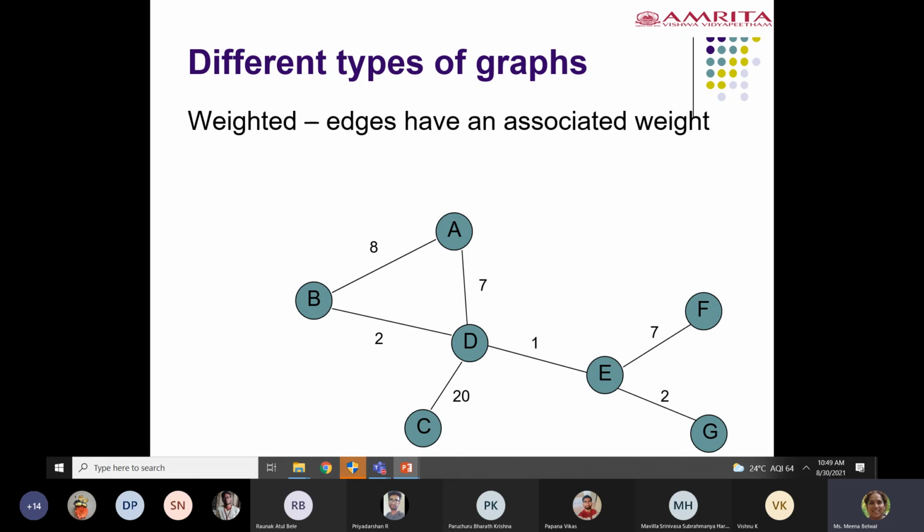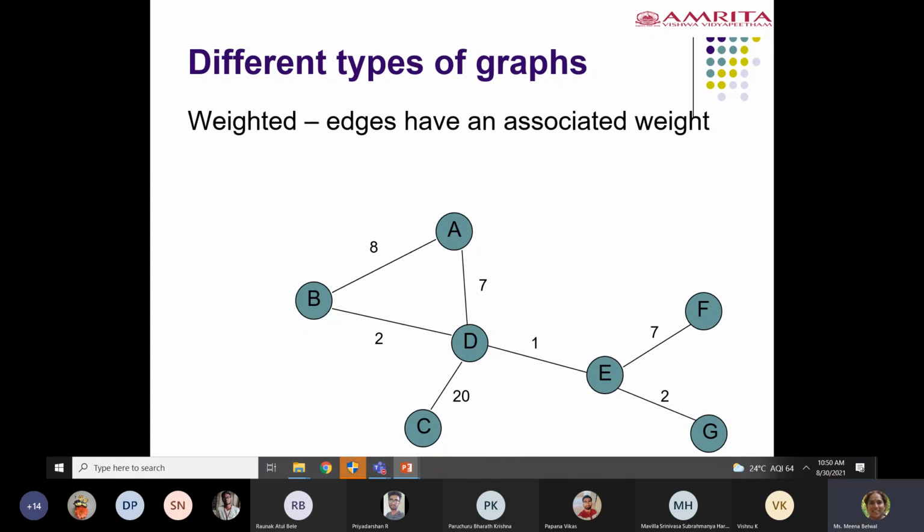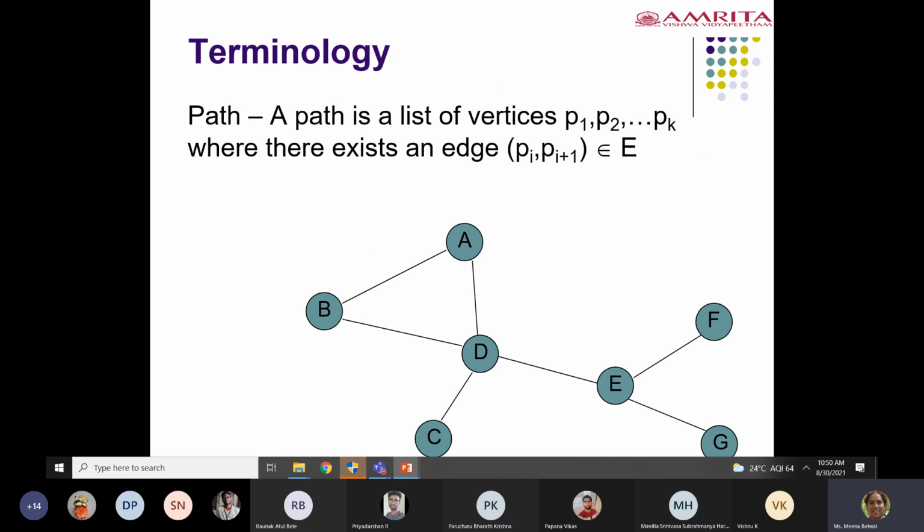Another classification is weighted graphs, wherein edges have an associated weight. Before that, the previous example does not have a weight. It's a directed graph without weight. Now this is an undirected graph which has a weight. And now this is a directed graph as well as a weighted graph. Edges have weights as well.